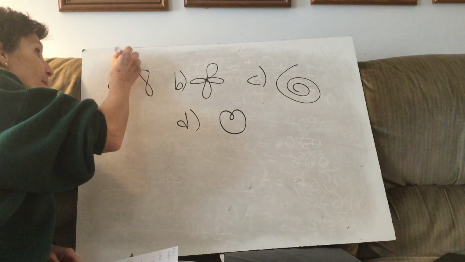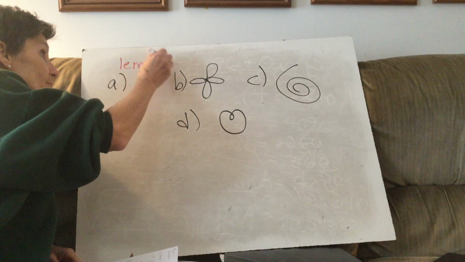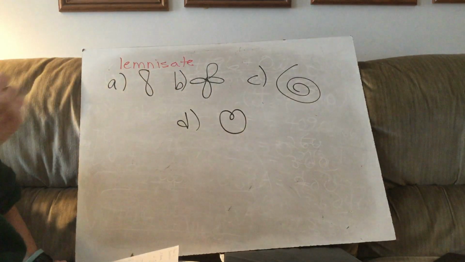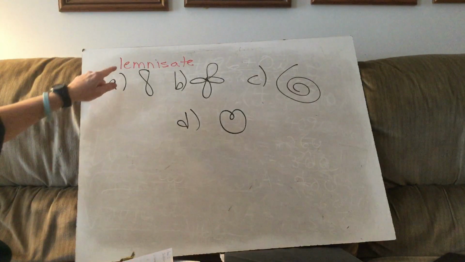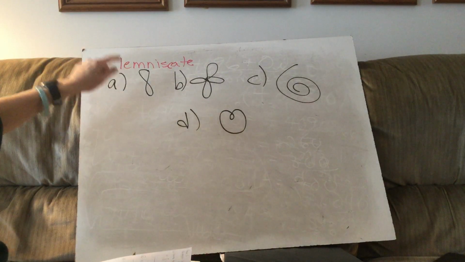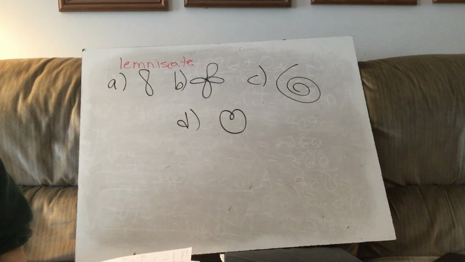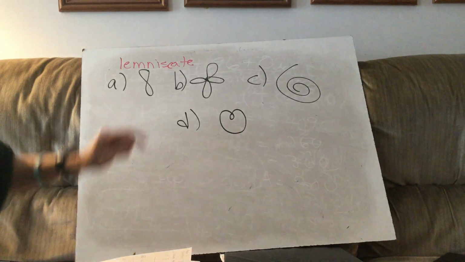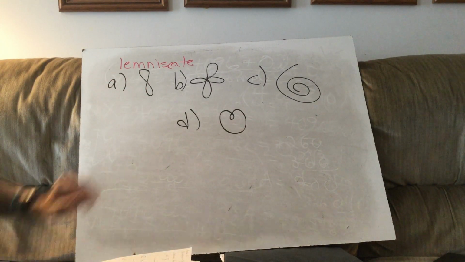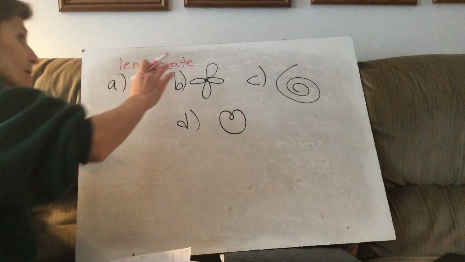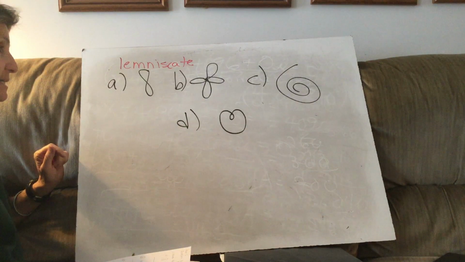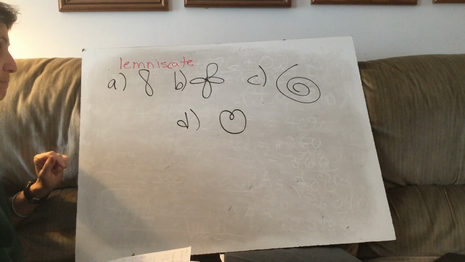This one is the Lemniscate. And I help myself remember it because there's a C there. If you say the word wrong, if you say Lemniscate, then that reminds you it is a figure 8. So the Lemniscate is your figure 8.